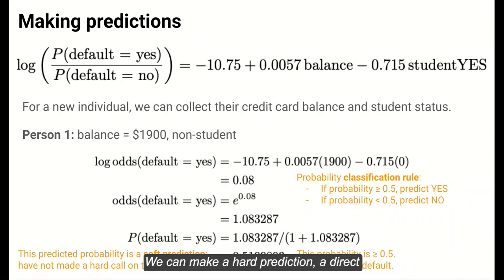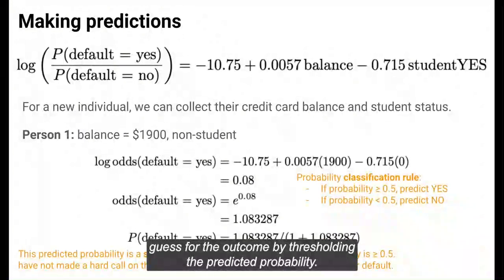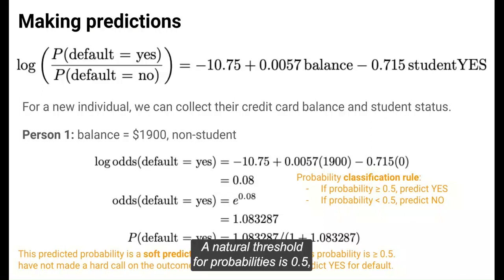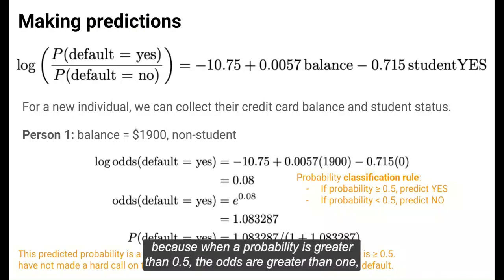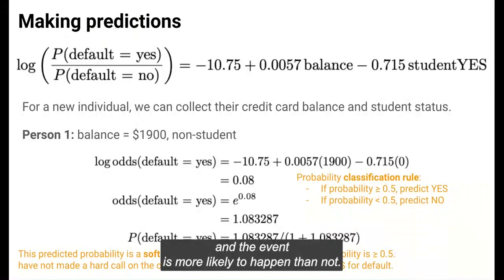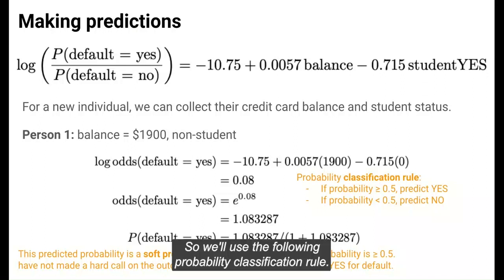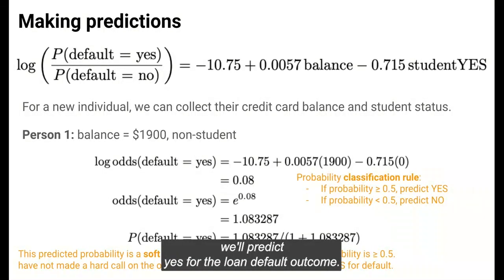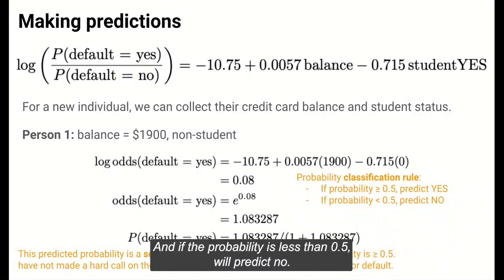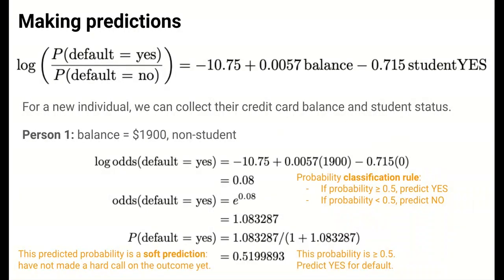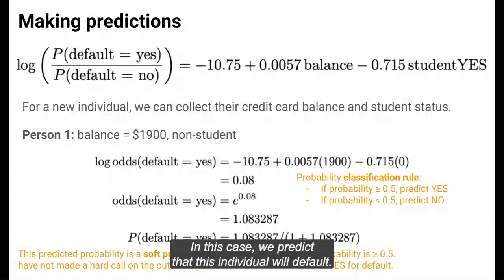We can make a hard prediction, a direct guess for the outcome, by thresholding the predicted probability. A natural threshold for probabilities is 0.5 because when a probability is greater than 0.5, the odds are greater than 1, and the event is more likely to happen than not. So we'll use the following probability classification rule. If the predicted probability is greater than or equal to 0.5, we'll predict yes for the loan default outcome, and if the probability is less than 0.5, we'll predict no. In this case, we predict that this individual will default.